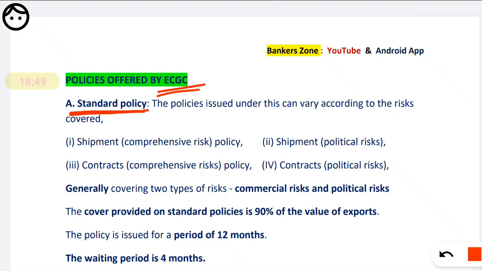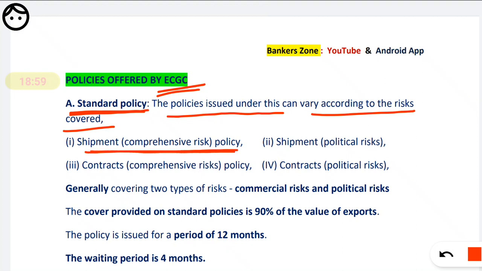See, the policy issued under this can vary according to the risk covered. The first may be the shipment policy, which consists of the comprehensive risk. Second is the shipment policy for the political risk only. There are also contracts policies for the political risk and for the comprehensive risk. The types are not important, just go through them once so that you have some confidence.